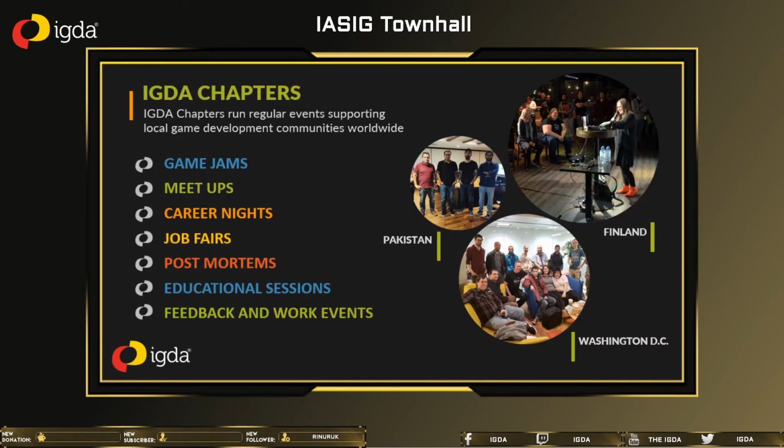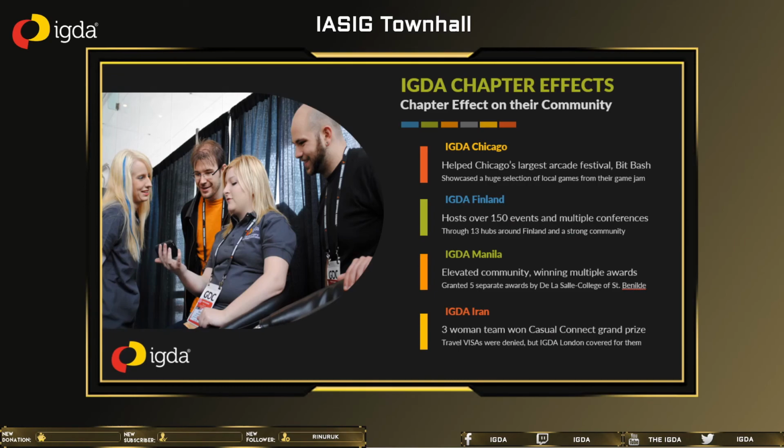These chapters run events that span over a wide range of things. There are, of course, casual meetups where people are just getting together over some pizza or a beer, but there's also job fairs, postmortems, and even game jams. And these groups have helped many developers succeed. Here's some successes that we've seen last year.